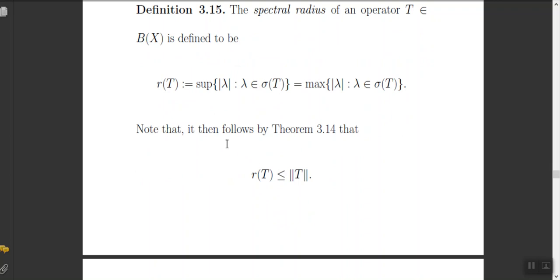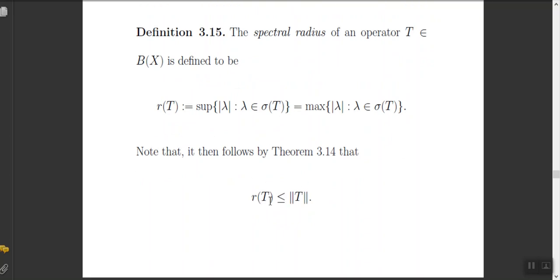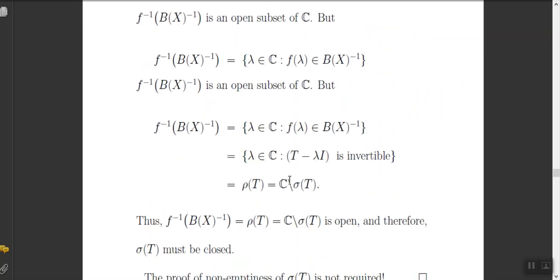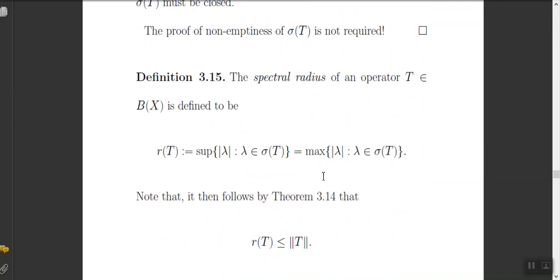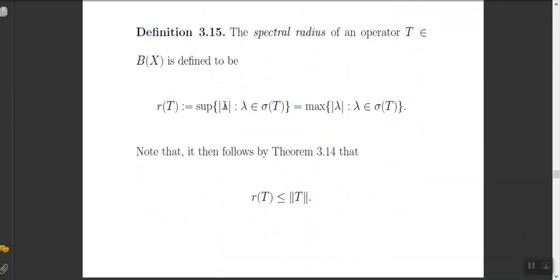And then look at here, we have this inequality that the spectral radius is less than or equal to the norm of T. Why is it like that? It is easy to figure out. Look at here. Do you remember this inequality when we said the absolute value of lambda is less than the norm of T? So it means the norm of T is an upper bound for this set, right? It is an upper bound for this set because the absolute value of lambda for every lambda in the spectrum is less than or equal to the norm of T.